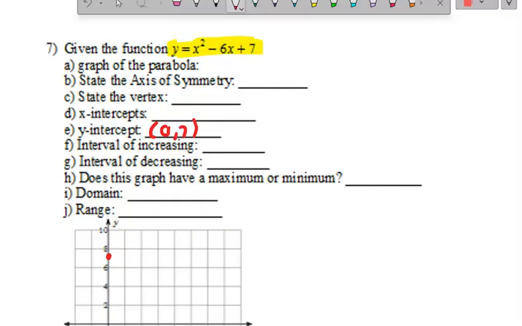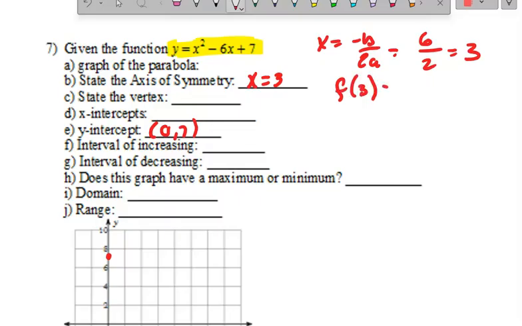Axis of symmetry. Graph the parabola. I'm not sure yet. I'm going to do the axis of symmetry first, because that's pretty easy. x equals negative b over 2a. So I'm going to get 6 over 2, which is 3. So x equals 3.